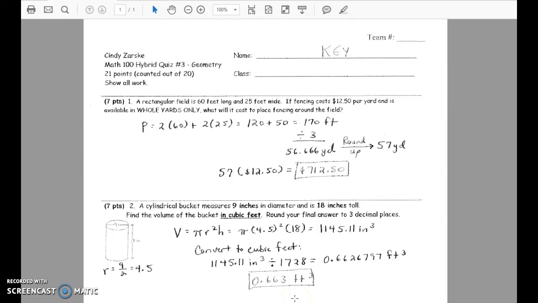Hi Math 100 students. I just finished grading your quizzes from Wednesday, and there were some common mistakes that could cause you trouble on the midterm if we don't get these straightened out.